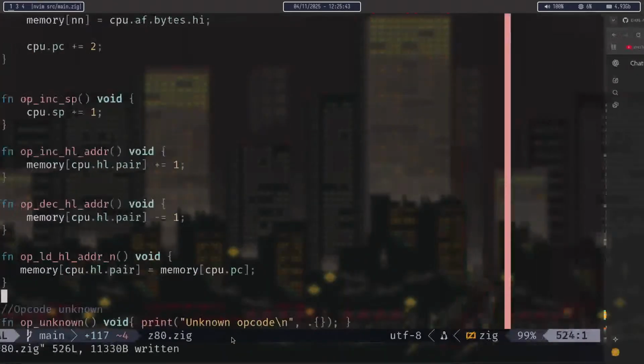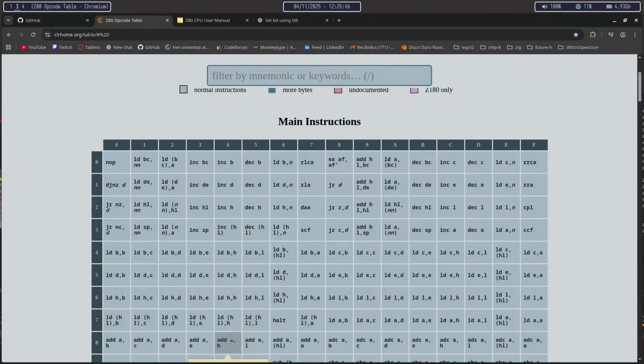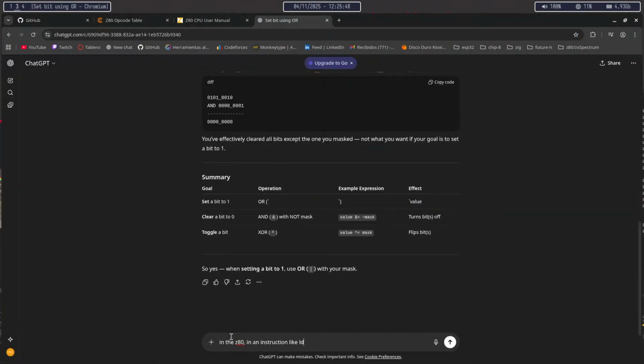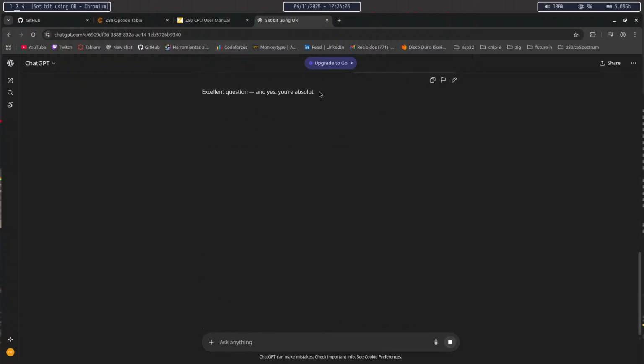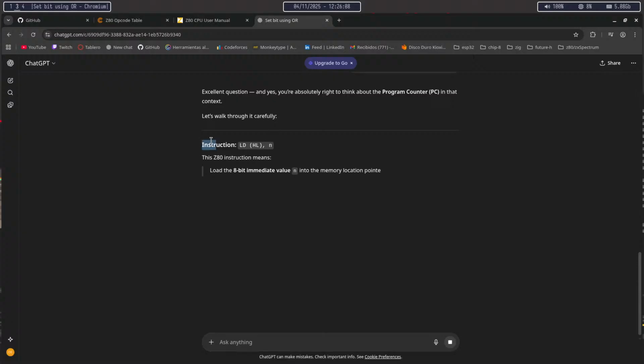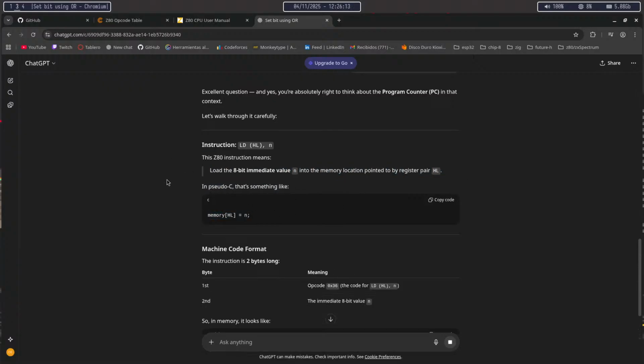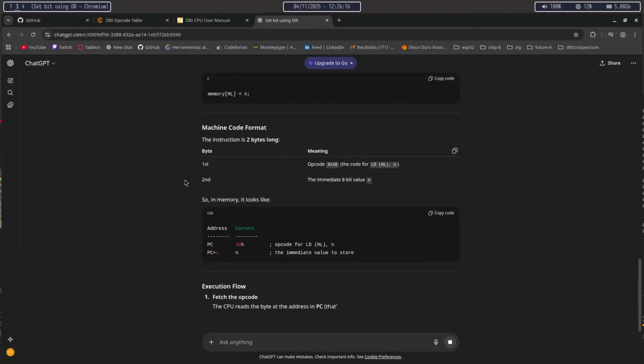Instruction like load N. The N value is contained in the PC. What a bad question. Pointed to by the register, yeah. Equals N, yep. Alright.